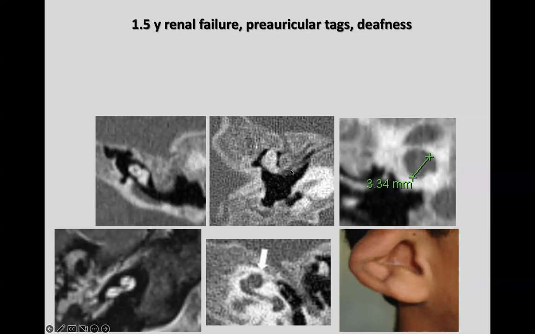incus ankylosed to the abnormal wall of the middle ear cavity, which is also small. And remember, when the middle ear cavity is small, it is also prone to otomastoiditis and cholesteatoma. So this is an extra kind of cause of conductive hearing loss that can present on top of the malformative cause for it.